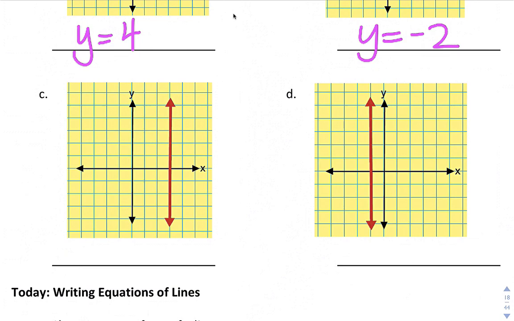For these vertical lines, all along this line, it doesn't matter what point you have, the x value is 3. So we say this line is x equals 3. All along this line right here, x is -1. So the equation of that line would be x equals -1.